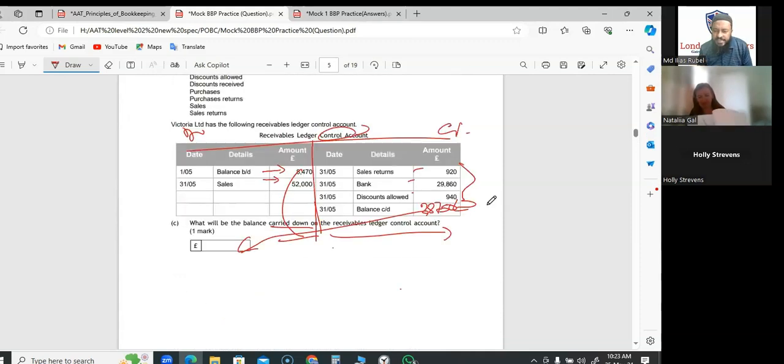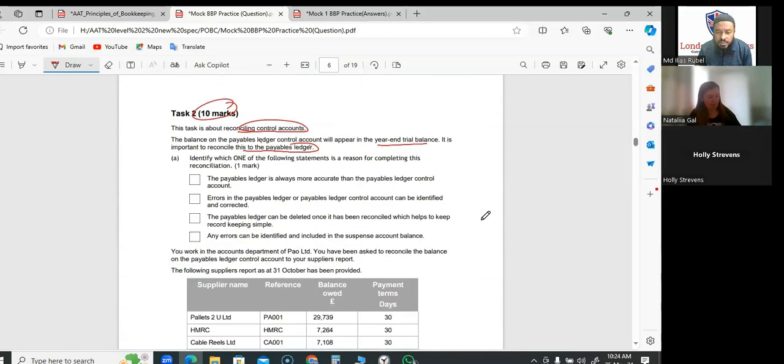You see, this is a balance, like balance BD, 28,750, receivables balance BD. Where do you take it? From the ledger account, you take it to the trial balance. Do you remember? From the ledger account, you take the bottom balance BD to the trial balance, whether it's receivables, payables, rent account, any account. So this is true. They said the balance on the payables ledger control account will appear in the year-end trial balance. It is important to reconcile this to the payables ledger.